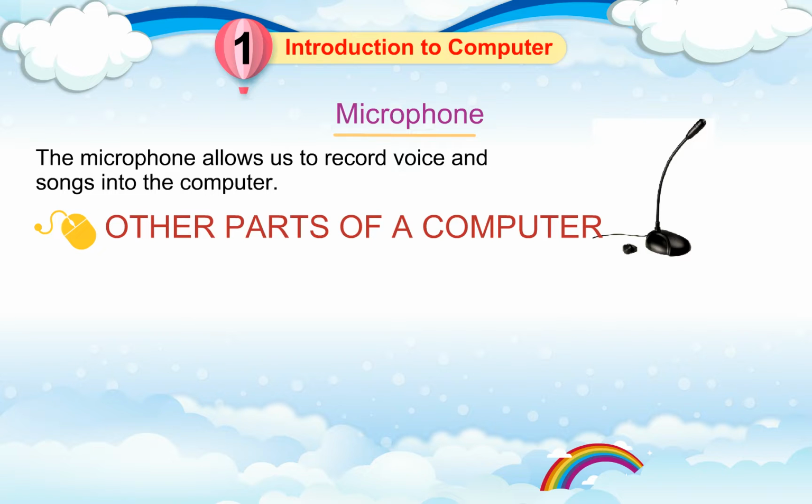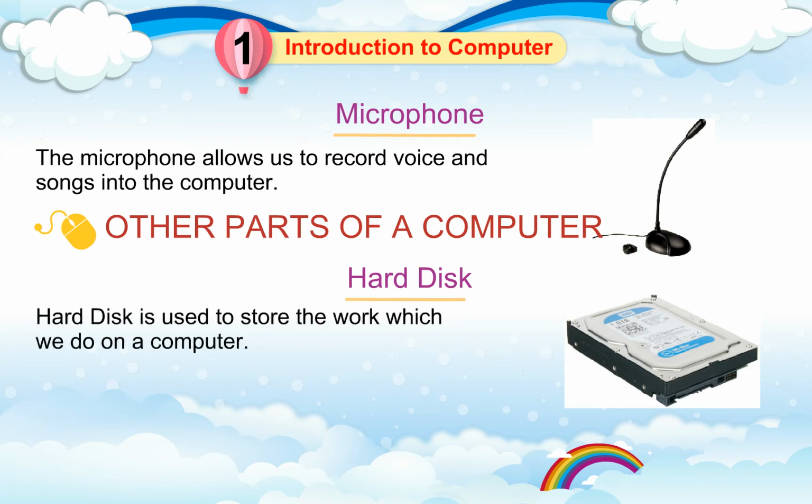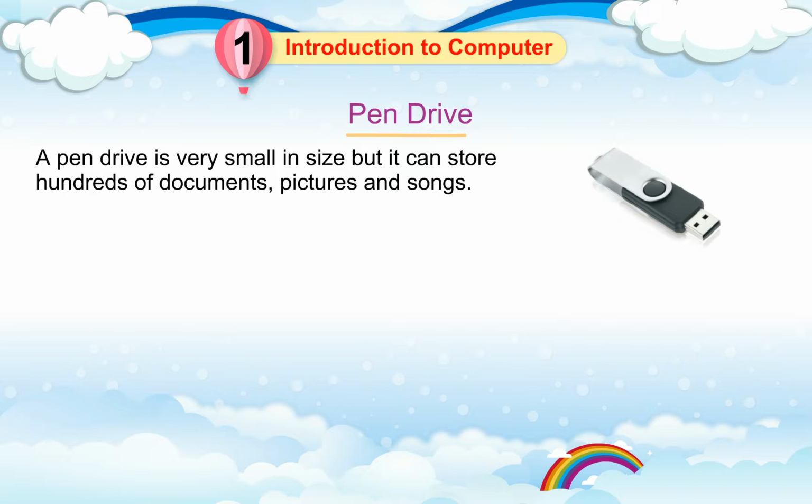Other parts of a computer. Hard disk. Hard disk is used to store the work which we do on a computer. It is fixed inside the CPU box. Pen drive. A pen drive is very small in size, but it can store hundreds of documents, pictures, and songs.